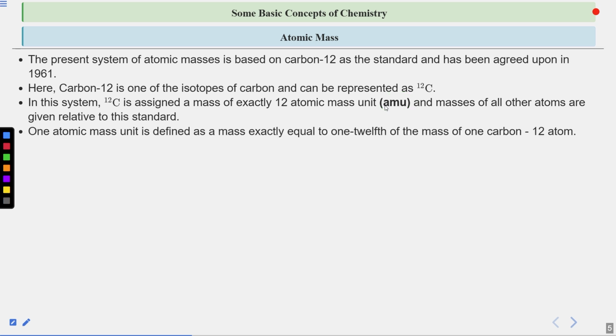What is the definition of this atomic mass unit? Its definition goes like this: it is the mass equal to 1/12 of the mass of a carbon 12 atom. So we take the mass of a carbon 12 atom and divide it by 12, and the mass that we get is defined as the atomic mass unit. This 1 AMU is equal to 1.66056 × 10^-24 gram. So this is the mass of one atomic mass unit.